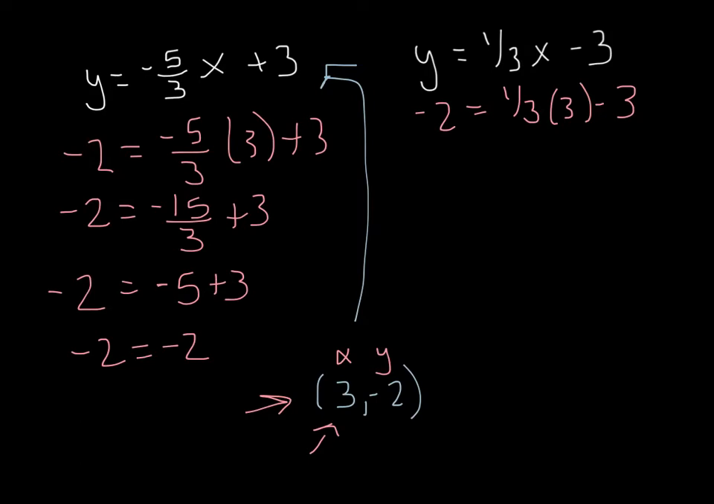Let's check the other one. -2 equals 1/3 times 3 minus 3.